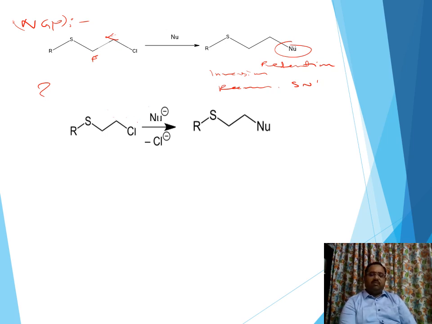So what is neighboring group participation? It is the simple definition. Neighboring group participation is an intramolecular effect temporarily exerted by an adjacent group.